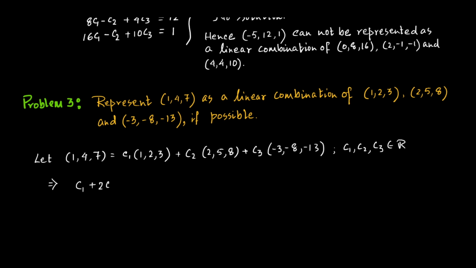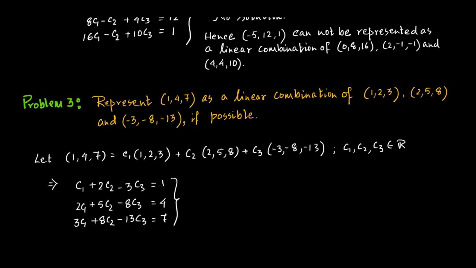C1 plus 2C2 minus 3C3 is equal to 1. Then 2C1 plus 5C2 minus 8C3 is equal to 4. And then 3C1 plus 8C2 minus 13C3 is equal to 7. Now you can solve this system by any method you wish. You can refer to my previous video on the Gaussian elimination algorithm for an efficient method of solving this kind of system of linear equations.